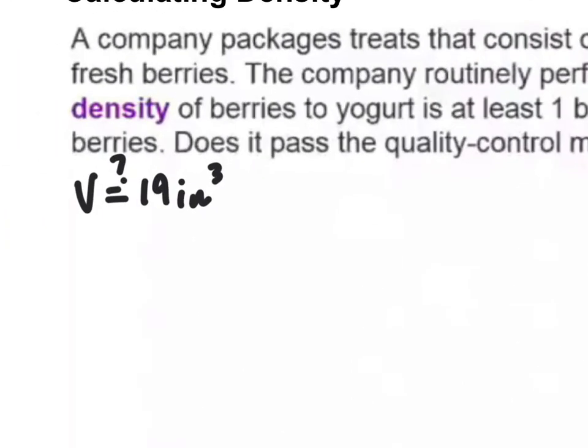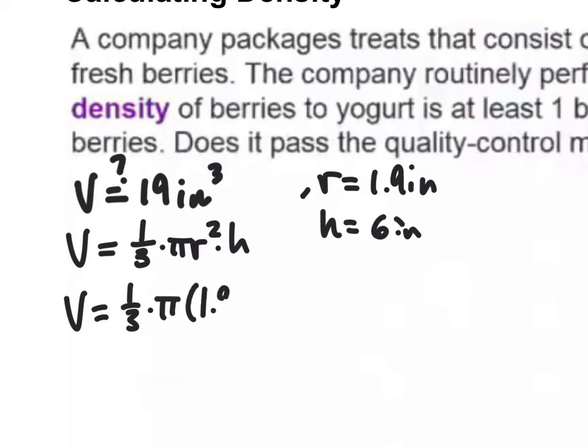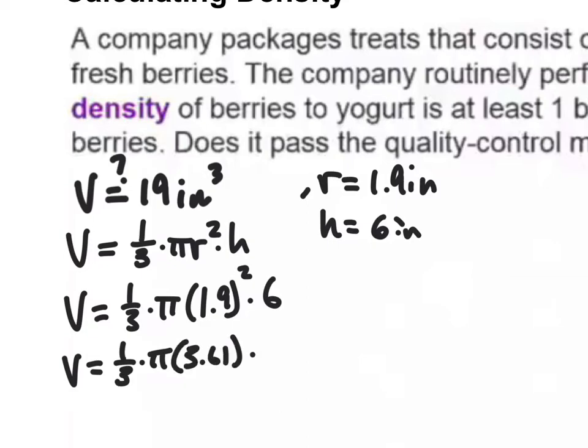Okay, so let's go ahead and plug this into the volume formula. Volume is equal to 1/3 times pi r squared times h. My radius was 1.9 inches. My height was 6 inches. And let's plug that in and see what we get. All right, so I've got 1/3 times pi times my radius, which is 1.9 inches squared, and then times 6. Okay, so if I take 1.9 and multiply it by 1.9, it's going to give me 3.61. So my volume is equal to 1/3 times pi times 3.61 and then times 6.